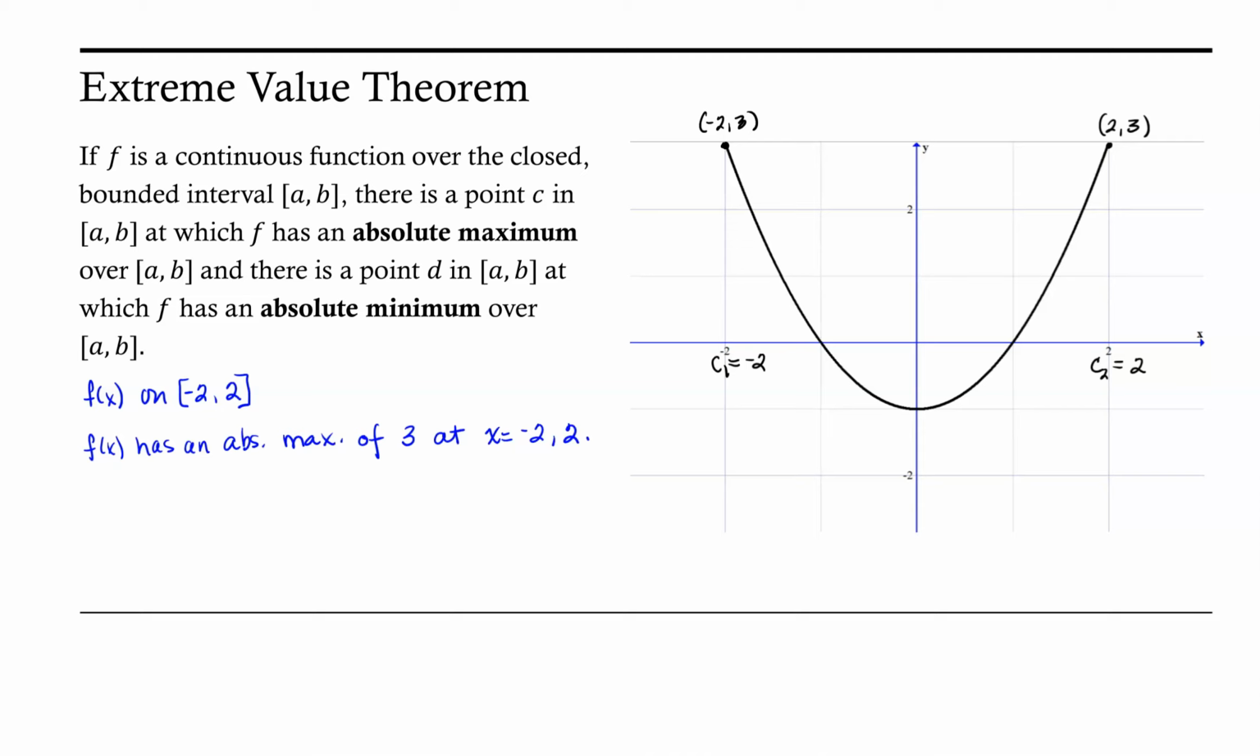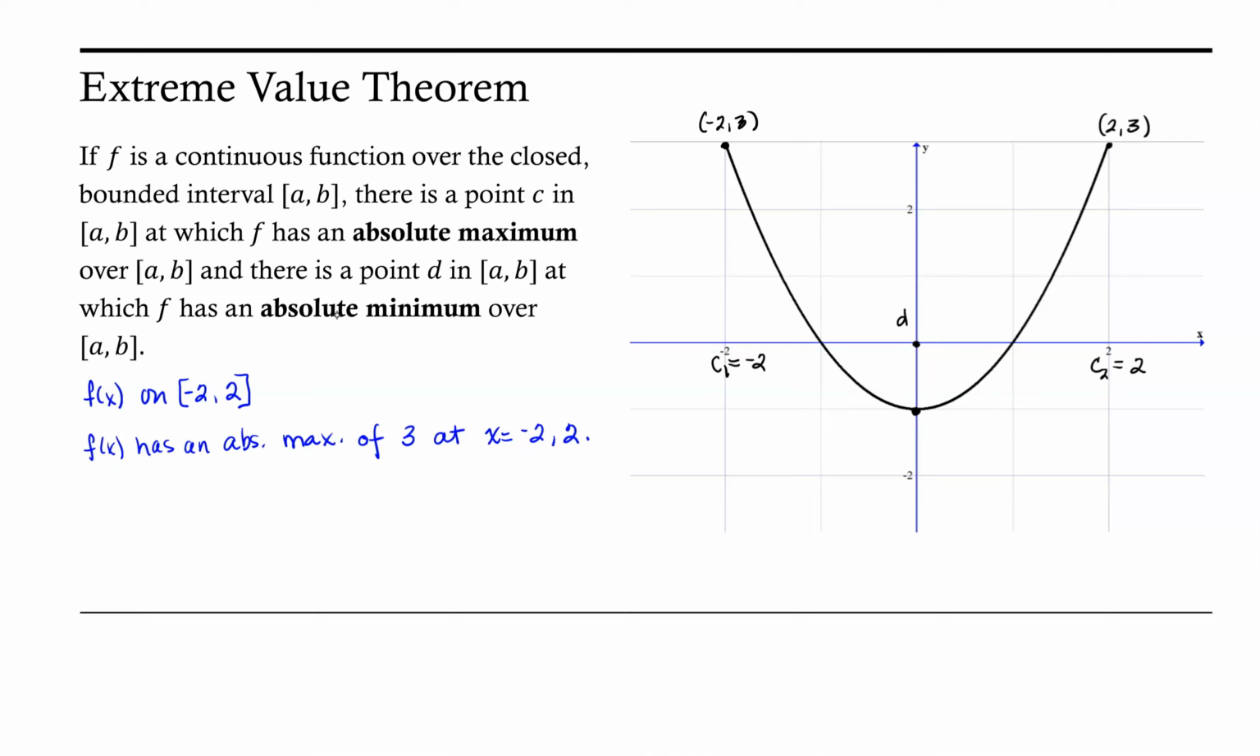Now, we are also guaranteed an absolute minimum. So this will be our lowest or our smallest output value or our lowest y value. And we can see that that happens here as the curve crosses through the y-axis. And that lowest value is -1. And that occurs at x equals 0.